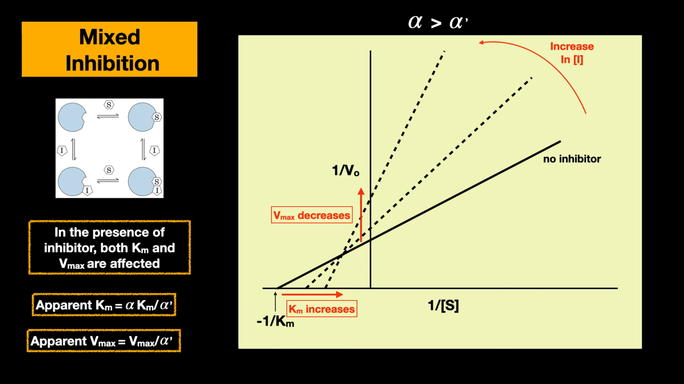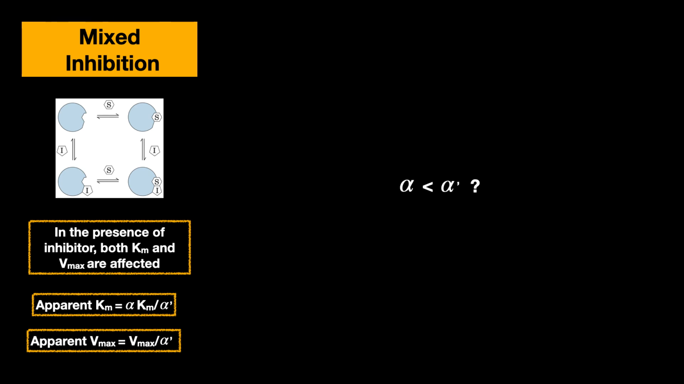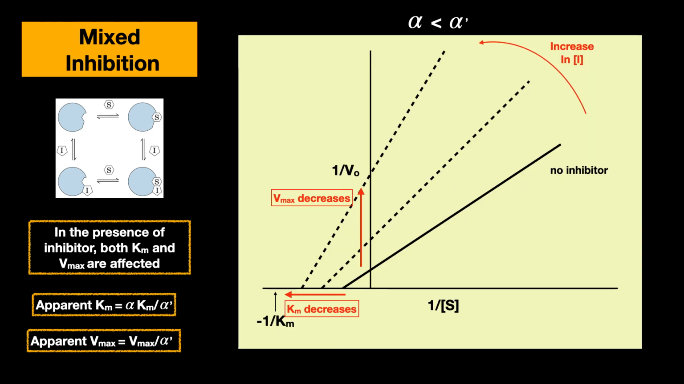Now, I want you to pause the video here and figure out how the graph will look when alpha dash will be greater than alpha. With alpha dash greater than alpha, the Km will decrease. So the graph will look something like this, with both Km and Vmax decreasing with increase in inhibitor concentration.